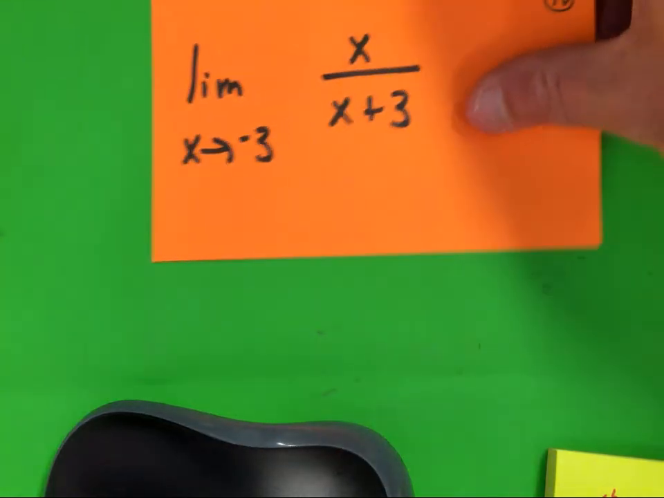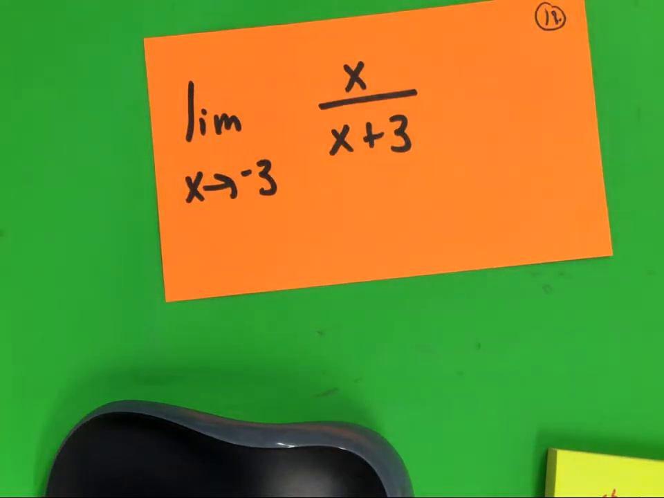Okay, watch this. Limit as x approaches negative 3. Plug it in. That gives me what? 0. Can I factor? No. Can I rationalize? Can I find a common denominator? Is this one-sided or two-sided? That means I can check both sides, the right and left.